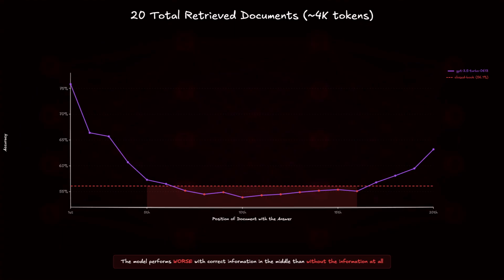You're going out of your way to provide relevant context to the model, and it's performing worse than if you didn't provide that context. You just asked it to answer and basically guess. And mind you, this is only from around 4,000 tokens, which is not very much.